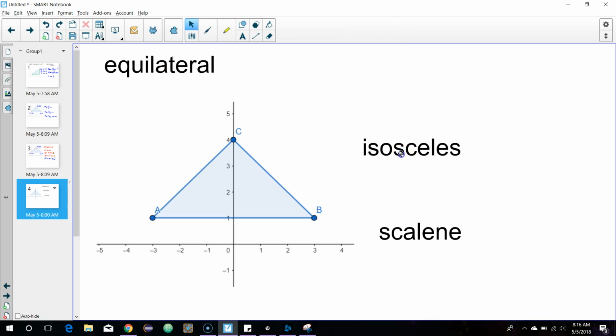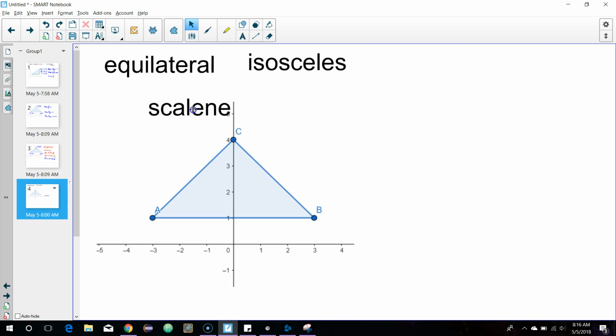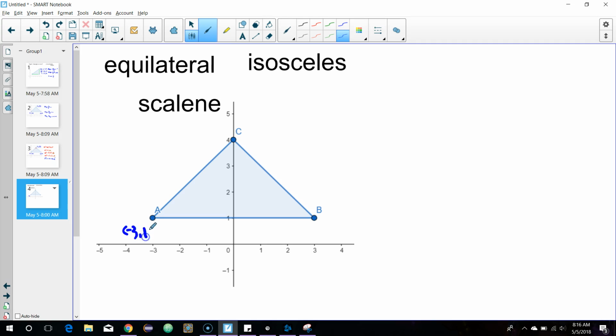Because we are talking about the length of the sides, it's always about, if this one is equal to that one, then we have isosceles. If this one equals that one and that one, then we have equilateral. It's always about, can we find the distance of the side? So the distance formula is going to be the key for this topic. So I want to find out AB. Let's put down the coordinates first. This is going to be -3, 1. That is going to be 0, 4. That is 3, 1.